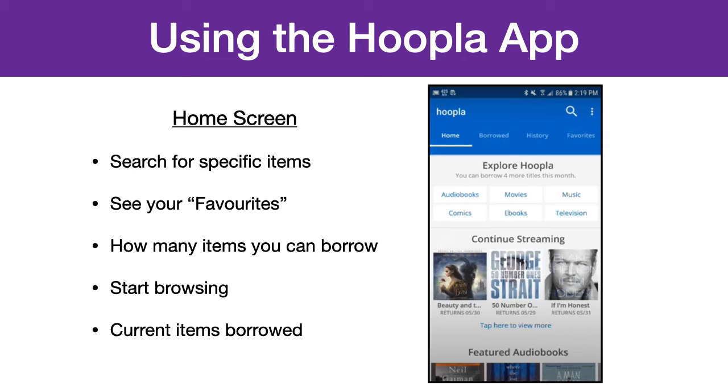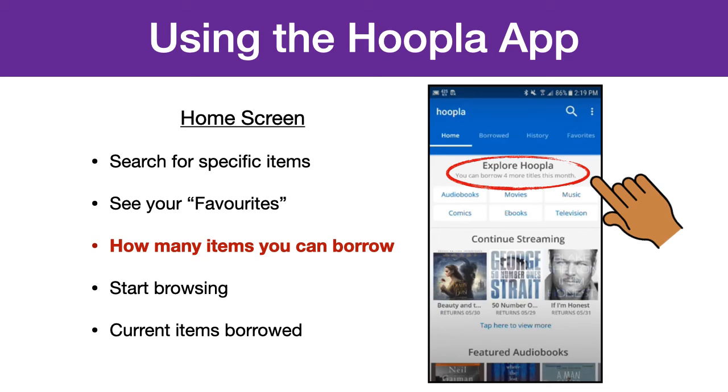Now, let's look at how to use the app. The very first screen you will see when you open the app is called the home screen. There's lots of different things you can do from this screen, including searching for specific items by pressing the magnifying glass icon, checking to see what items you have in your favorites, checking to see how many more items you can borrow this month.